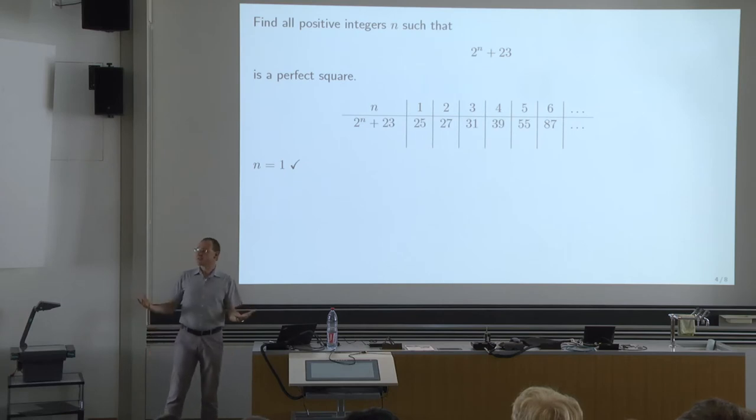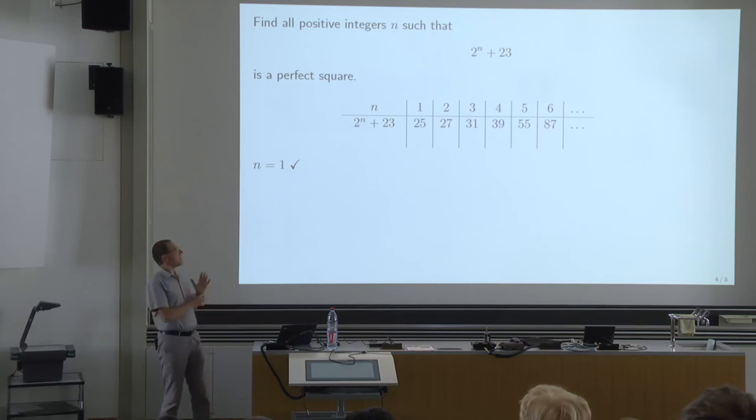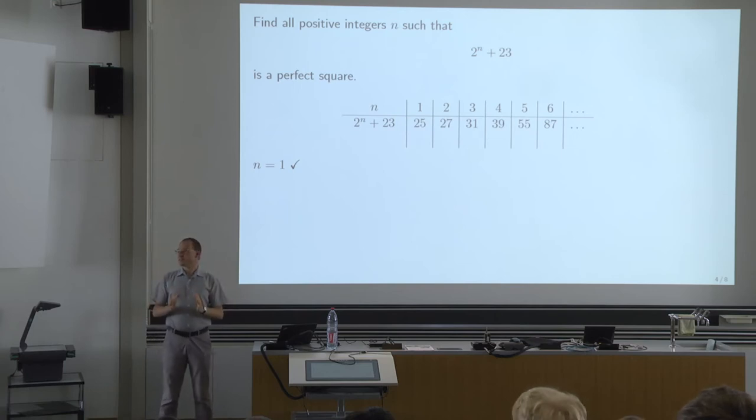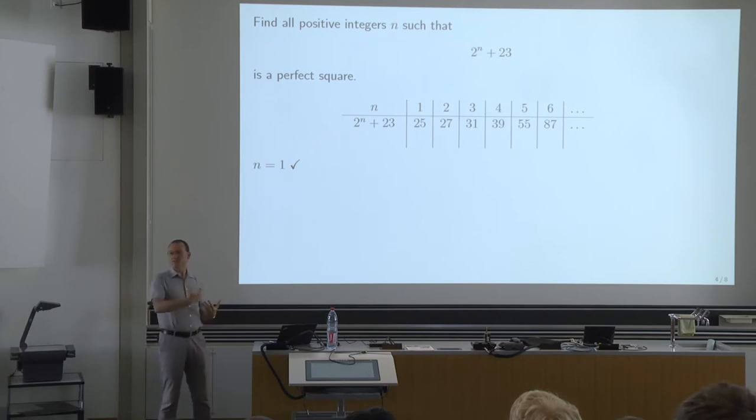What do you think? Are there other integers? If you think there are other integers, you should be able to point at such. You should say, well, look at this value of n. Manifestly, this is a perfect square. If you think there are no such other integers, we have to prove it, yes?